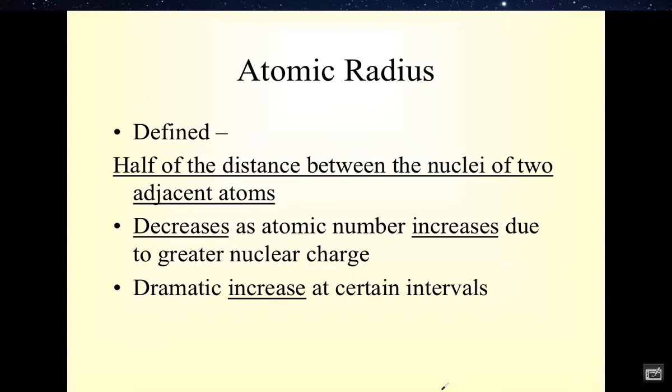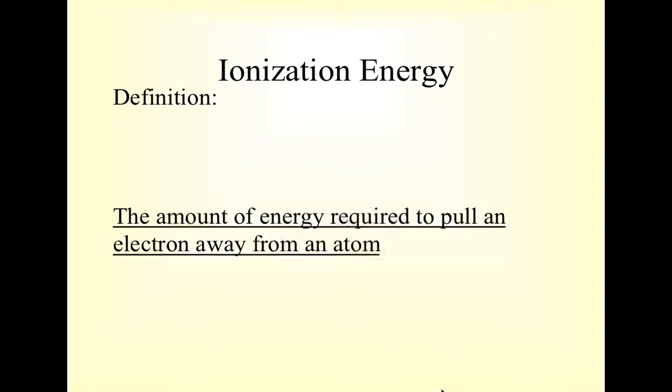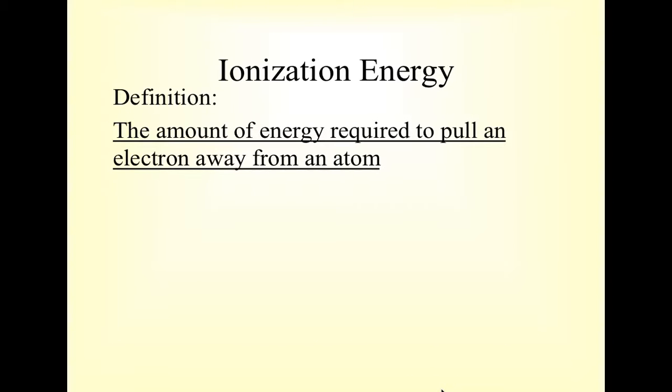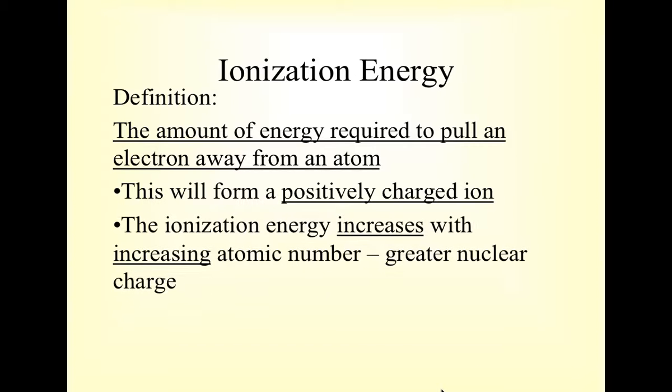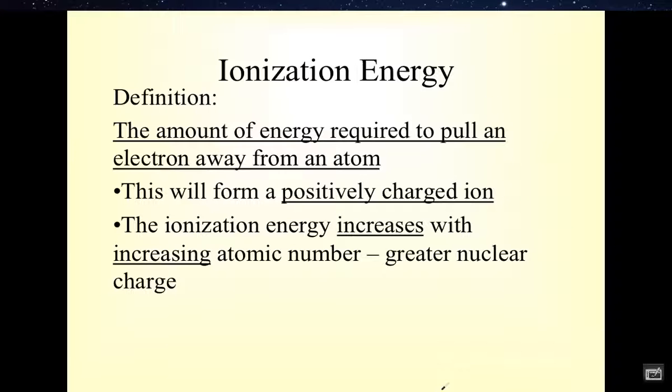So that's atomic radius. The second characteristic is ionization energy. Ionization energy is the amount of energy required to pull an electron away from an atom, and this is going to form a positively charged ion. The ionization energy increases with increasing atomic number, again, as we move across a period. So it's an opposite trend. As we went across a period before with atomic radius, it decreased. In this case, ionization energy increases, but it's because of the same reason, because of more protons.